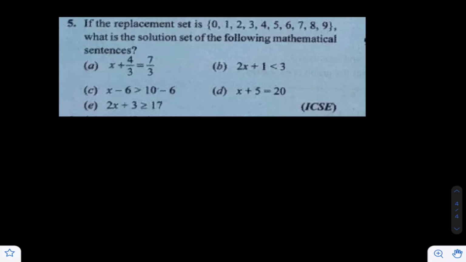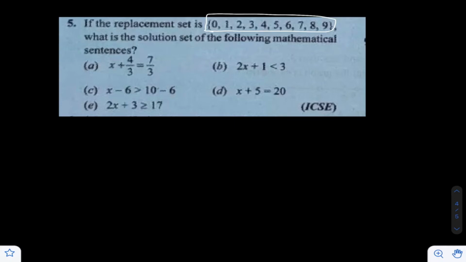If the replacement set is, this is your replacement set, as you have to choose your answer from the same set only. You are not allowed to use any other number except this set. That is why it is called replacement set. What is the solution set of the following mathematical sentences? So there are some sentences given here, or you can say inequations or equations.